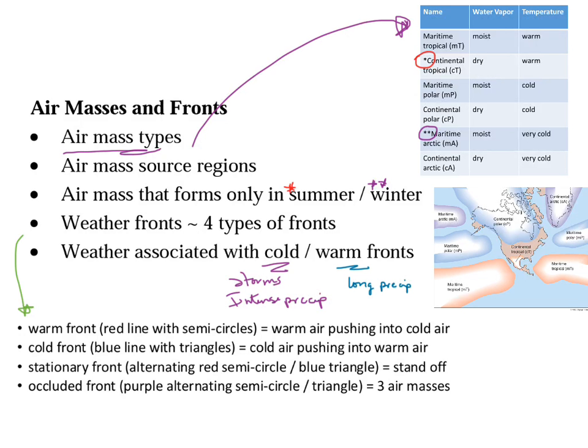So what's the difference between a cold front and a warm front? What sort of weather would you expect to see? Cold fronts are notorious for bringing storms and intense precipitation. With warm fronts, your precipitation usually lasts longer because of the overrunning that we talked about.